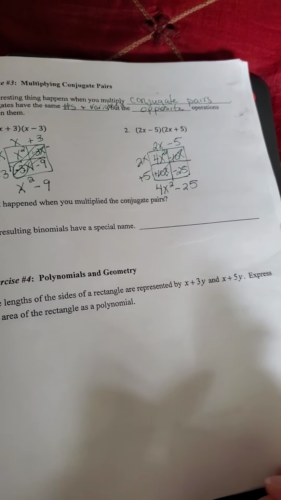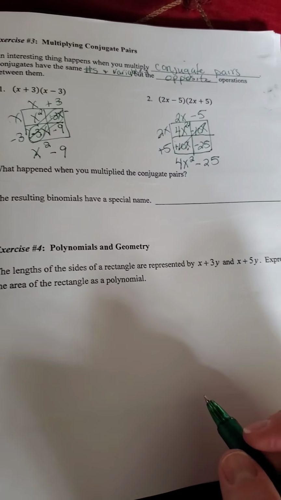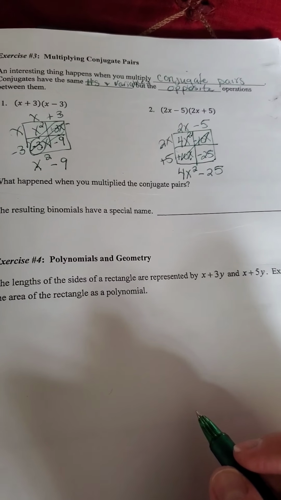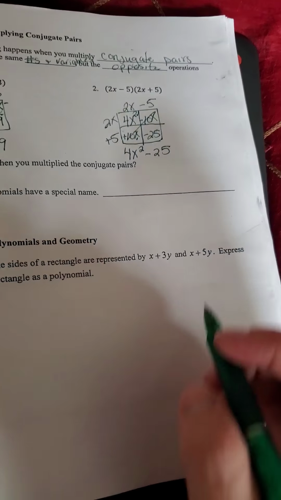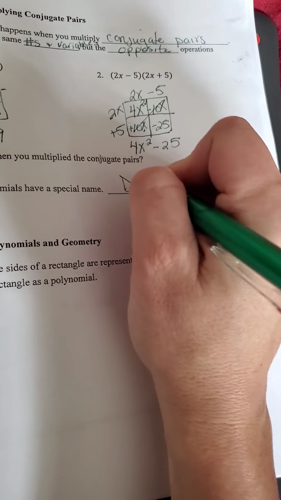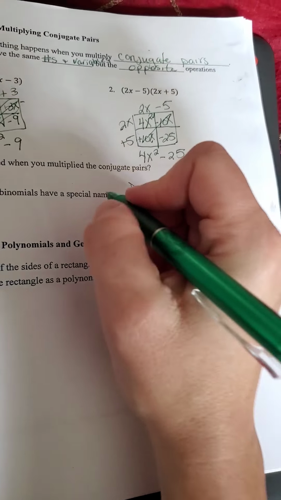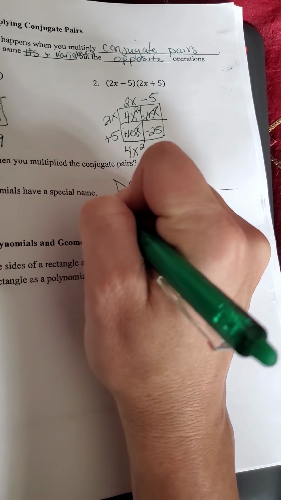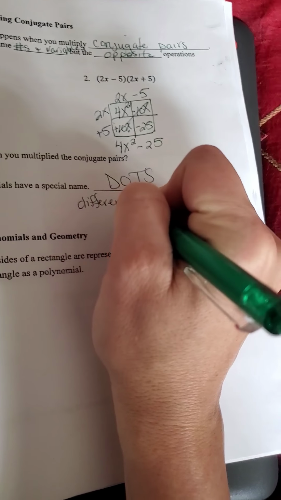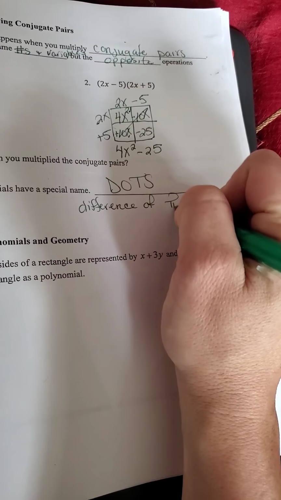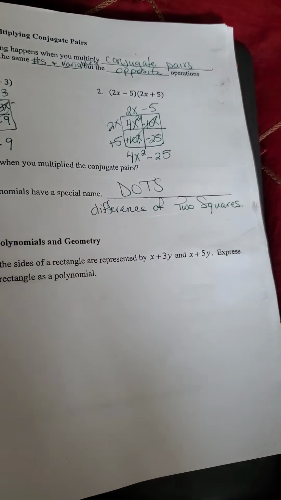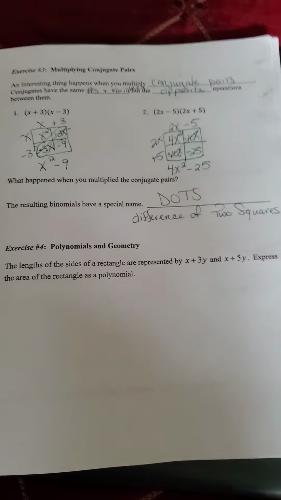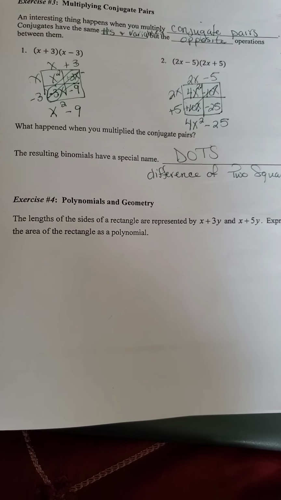So what happened when we multiplied conjugate pairs is that we were left with a binomial, only 2 terms. These binomials have a special name, and we're going to call it DOTS, which means difference of 2 squares. We will get to that in our next unit when we start factoring.